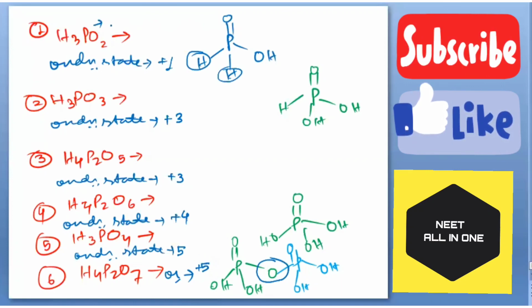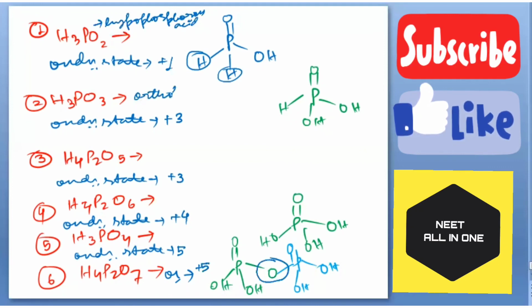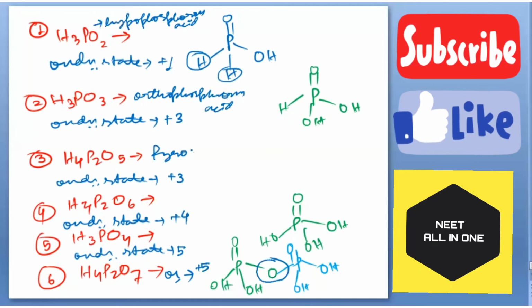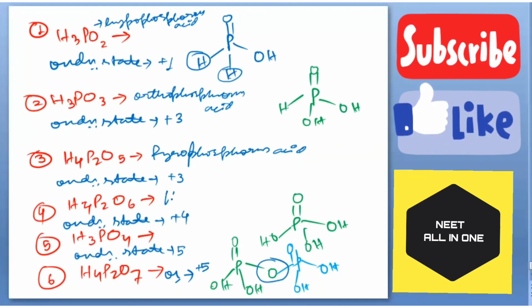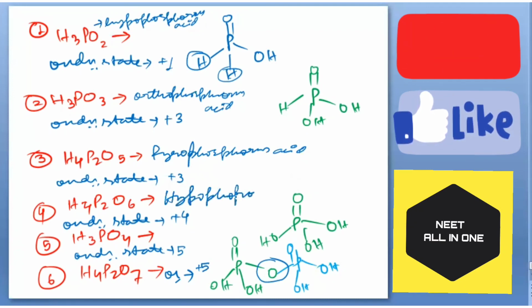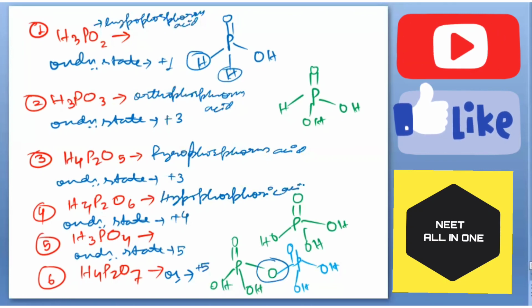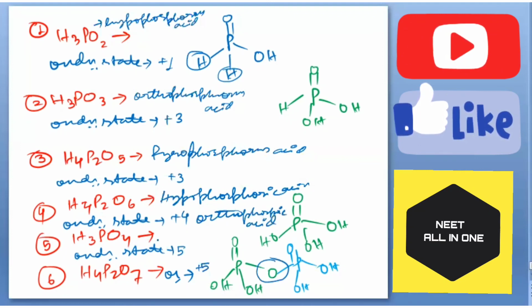Now for the naming, I have told you the order hypo, ortho, pyro. So it will be hypophosphorus acid. Then again it will be orthophosphorus acid, and it will be pyrophosphorus acid. H4P2O6 will be called hypophosphoric acid. It will be orthophosphoric acid, and the last one will be our pyrophosphoric acid.